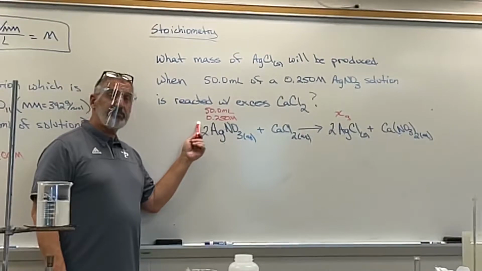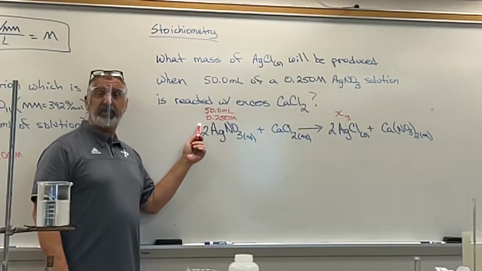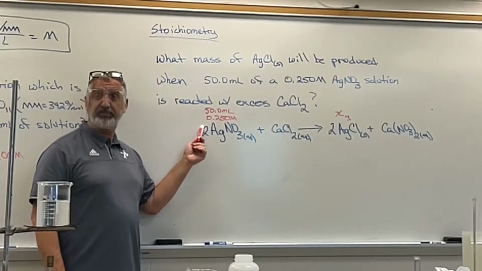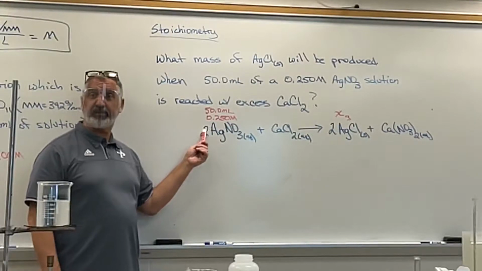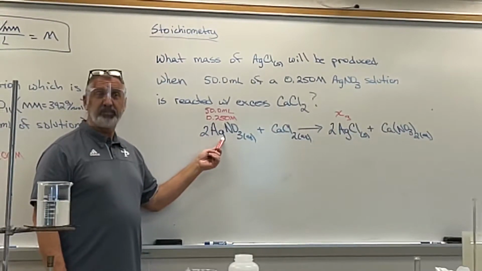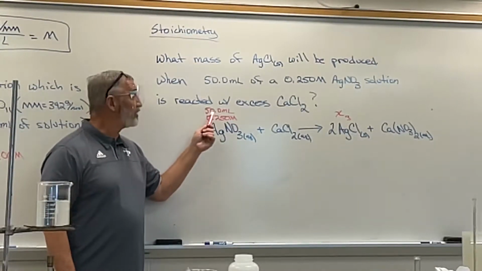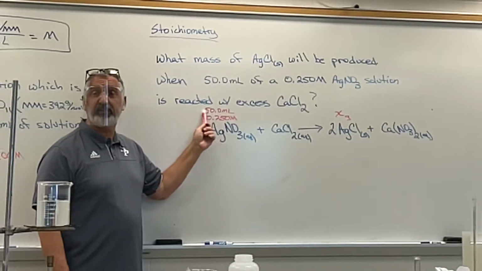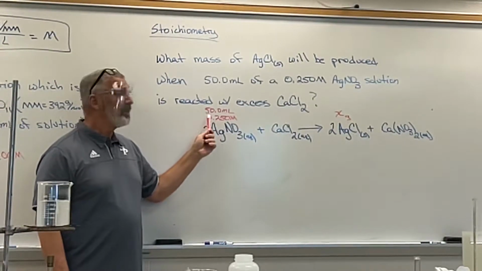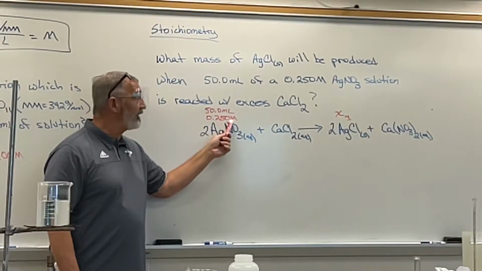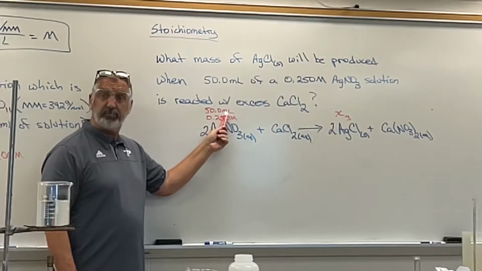If we are given grams, we convert to moles using the molar mass. If we had a gas at STP, how would we convert to moles? 22.4. If I have a gas not at STP, how do I convert to moles? n equals PV over RT. But now I have a solution volume. This is the last part of the stoichiometry roadmap that we hadn't covered yet. A solution volume. So molarity is my conversion factor between volume, liters, and moles.